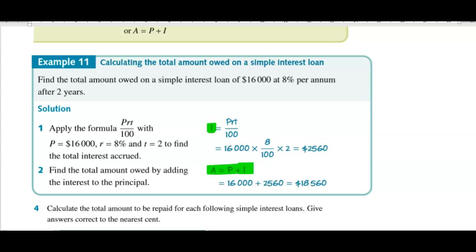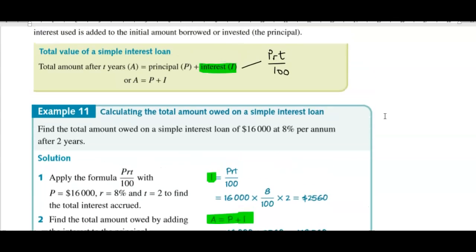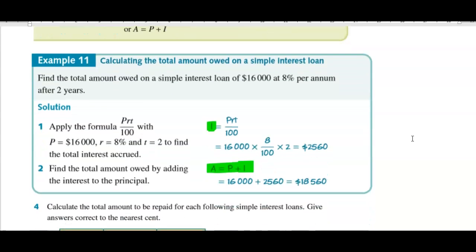So A being the amount, the total amount or the value of the loan or the investment, equals your principal plus your interest. So A equals P plus I. So for this example 11, we've got a loan of $16,000 at 8% per annum. And so how much is it after 2 years? So after 2 years, the interest is $2,560. So the amount owing is that interest, $2,560, plus the initial $16,000.